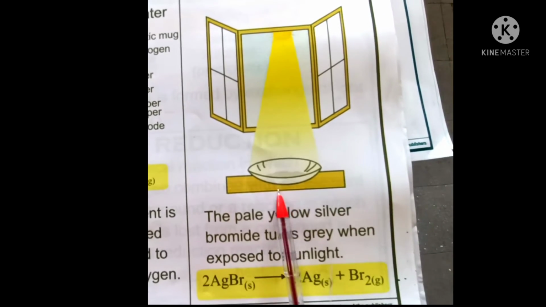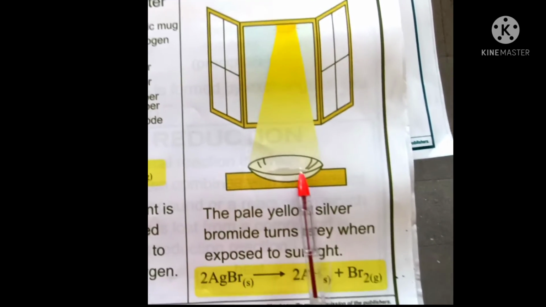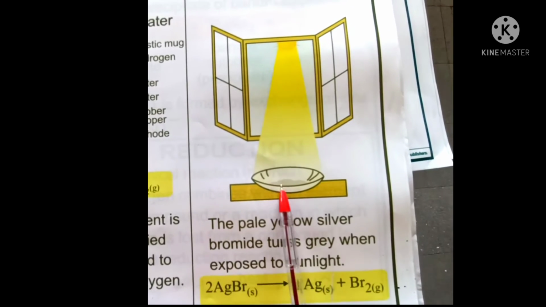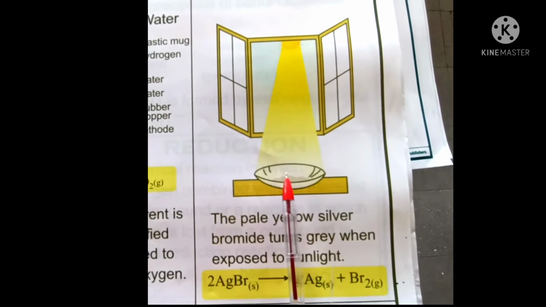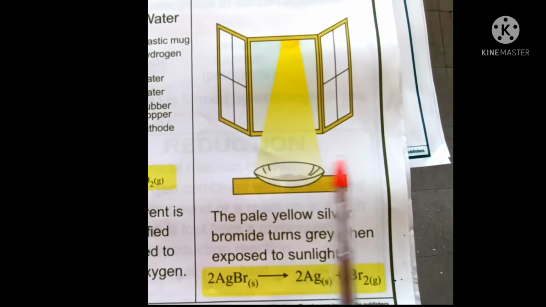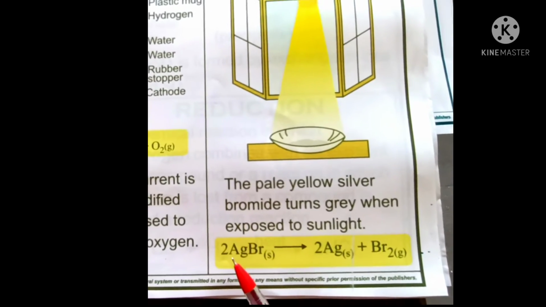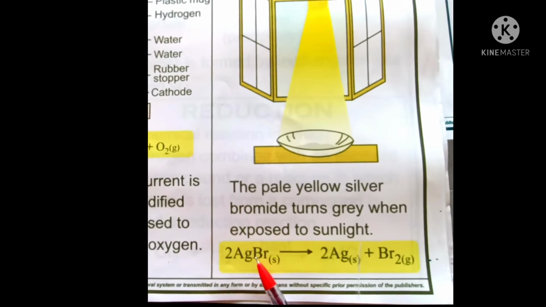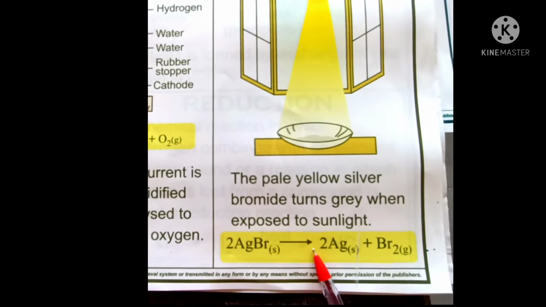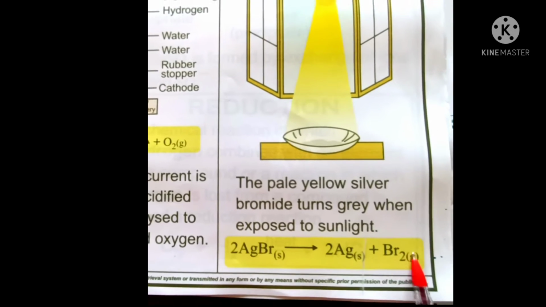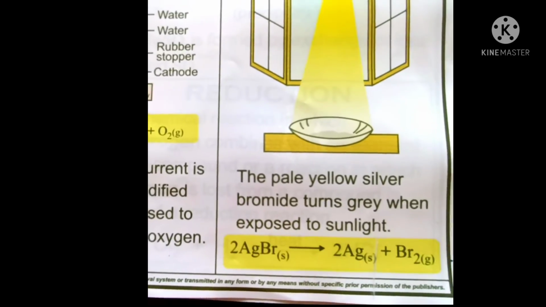Now students, let's see one more example of decomposition reaction. What you have to do is take some pale yellow silver bromide in a dish like this and keep it under the sunlight. Then what will happen? The decomposition of silver bromide takes place into silver and bromine. When the pale yellow silver bromide is exposed to sunlight, first of all it turns grey, and the reaction is in this way. Silver bromide gets decomposed to silver and bromine. In this way the chemical reaction takes place when it is exposed to sunlight.